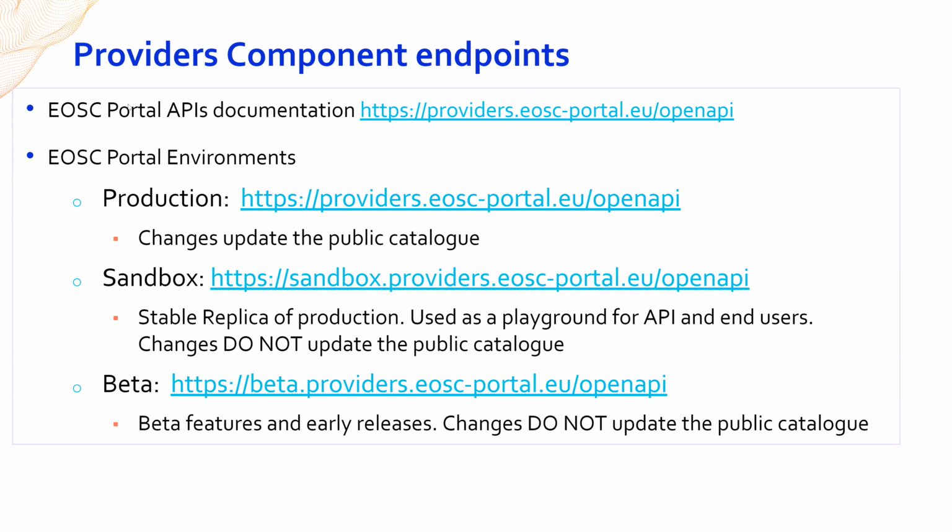The endpoints are here. We have the documentation, the Swagger API, in the providers portal under open API. And we have three environments. One is the production, then the sandbox, which is a replica of the production. It runs the exact same code and functionality as the production, and you can use it as a playground. And we have the beta, which is more up to date than production. You can play with it to test the new functionality, and of course, changes in both sandbox and beta do not affect the production.